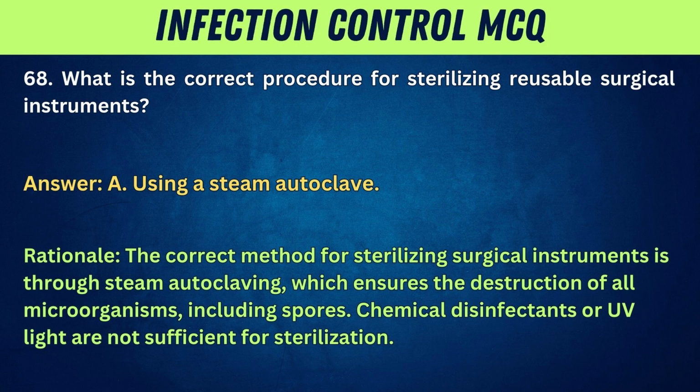Rationale: The correct method for sterilizing surgical instruments is through steam autoclaving, which ensures the destruction of all microorganisms, including spores. Chemical disinfectants or UV light are not sufficient for sterilization.